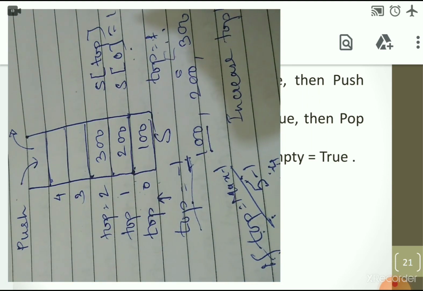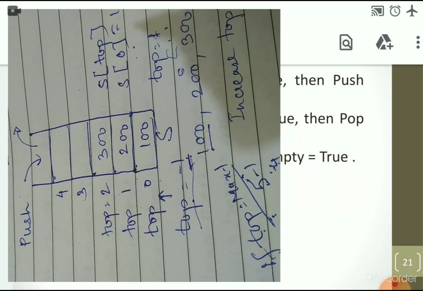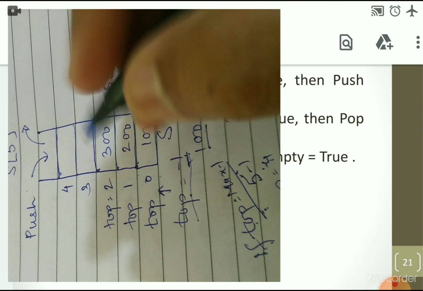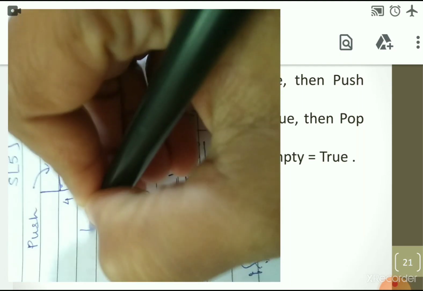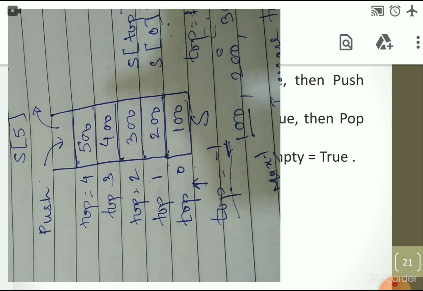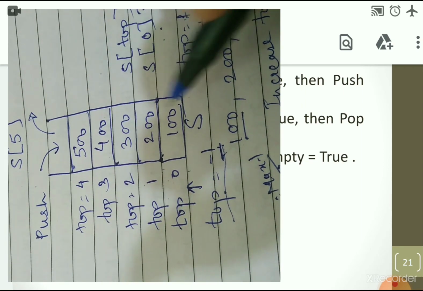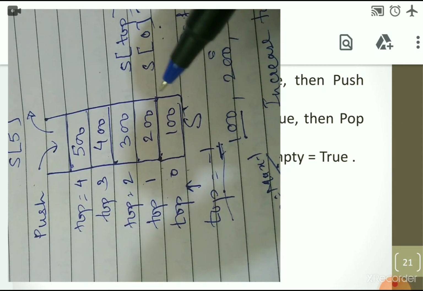Now currently the top is equal to 2 when we have inserted 3 elements. You can also insert more elements. So the next element, say 400, I have inserted. So now top is equal to 3. Again I have inserted 500. So top is equal to 4. Like that we can insert the elements. Now I have already inserted 5 elements into the stack. Okay.